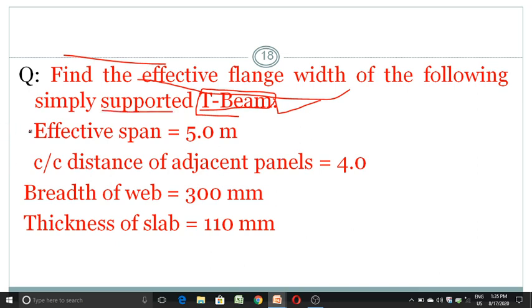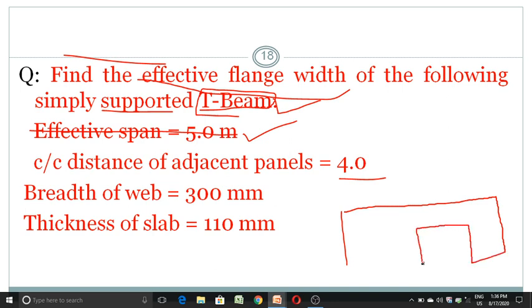For that, the effective span given is 5 meters, and the center to center distance of adjacent panels is 4 meters. So what do you mean by this? Say this is a panel given to you.